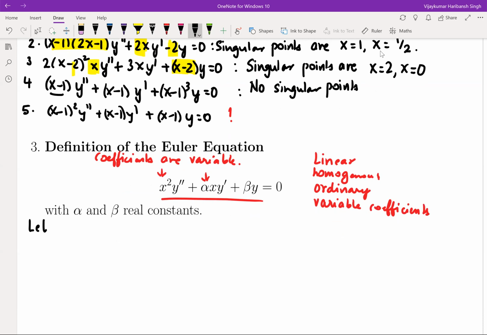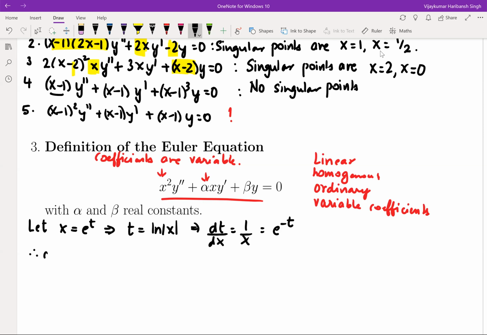Let x be e to the power t. In that case, we get t equals ln x, and this means dt by dx is 1 by x, which is the same as e to the power minus t. Okay, so then we get this, and now we'll substitute this in the equation.